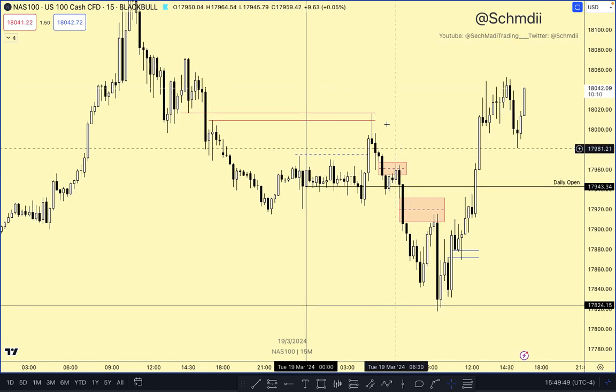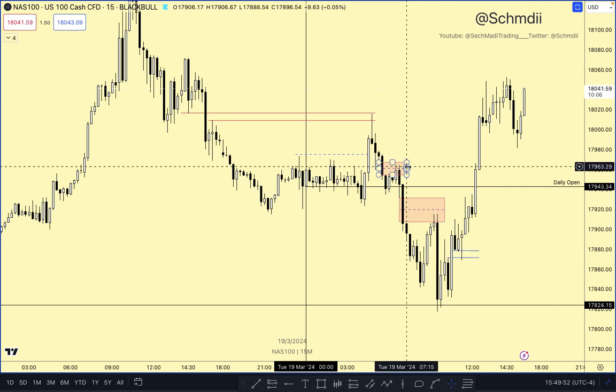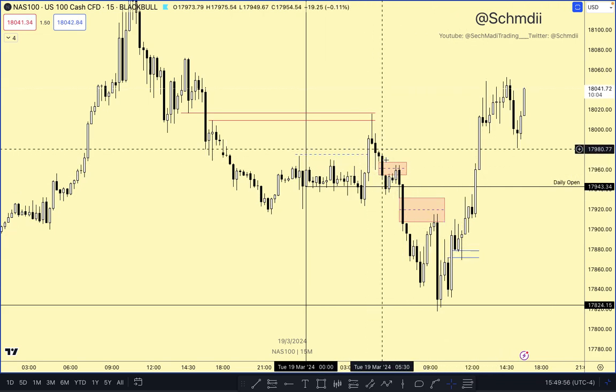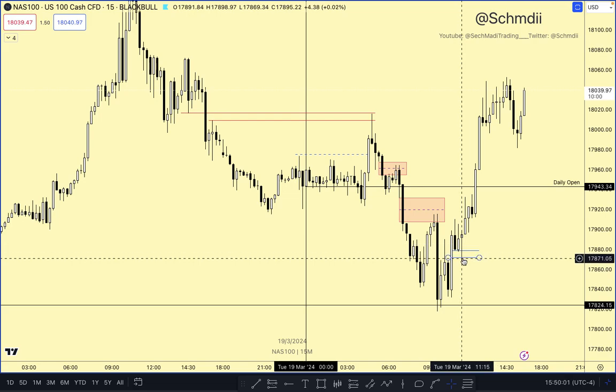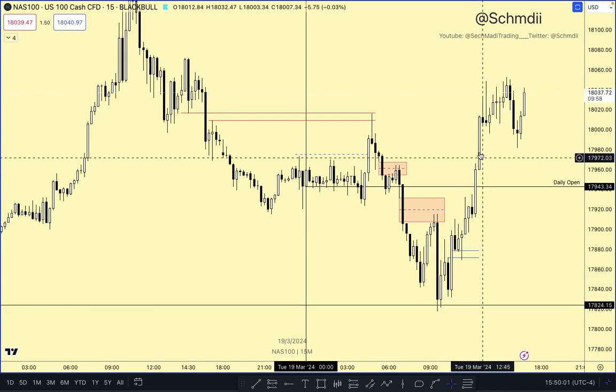Note how the best buy came above the daily open price, and the best sell came above the daily open price, and how the best buy came below the daily open price. Good things to note there.